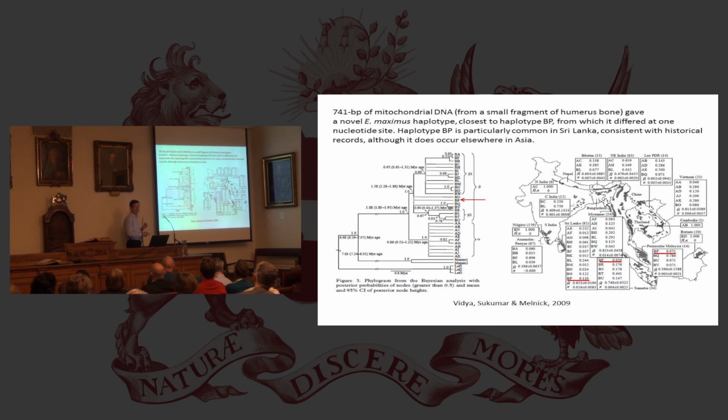And this BP haplotype, which the Florence skeleton is very similar to, is most common in Sri Lanka. There it is, at about 11%. But it is also found in other areas. It's found in Myanmar. It's found in Peninsular Malaysia. So it is plausible that the skeleton came from Sri Lanka, but we can't be sure of that from the genetic information we've got so far.